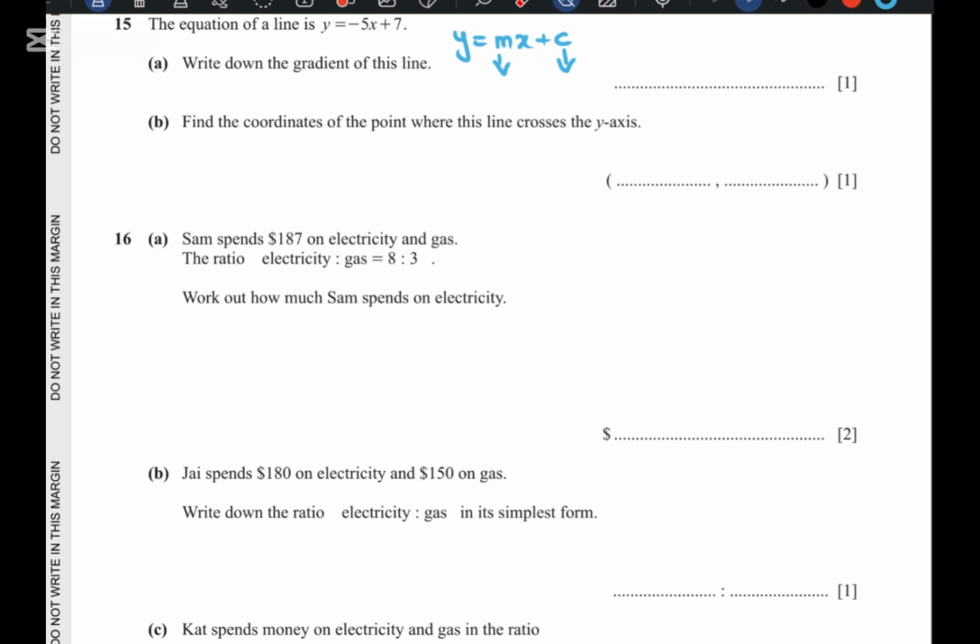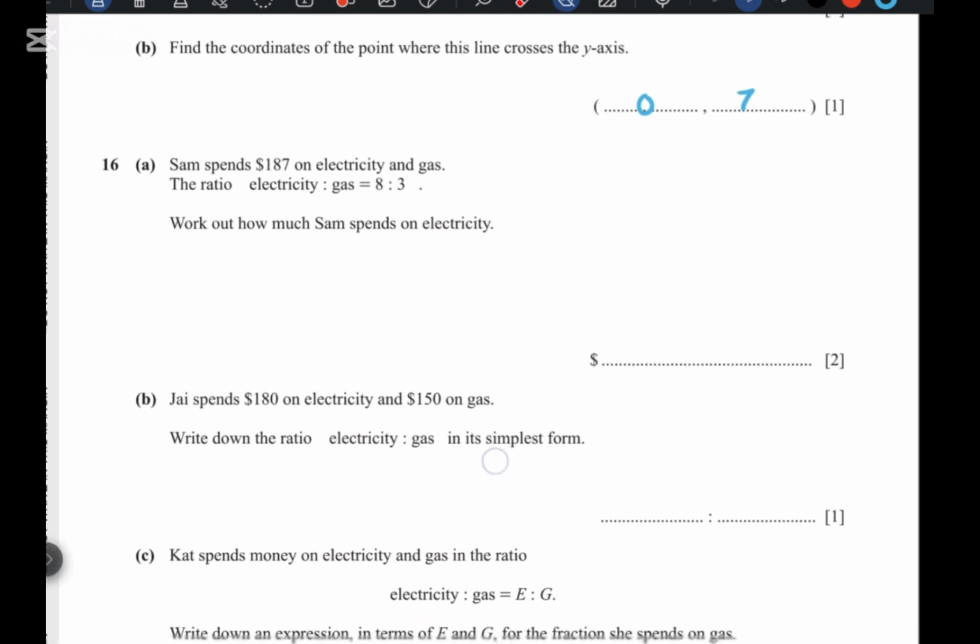So now what is the gradient here in this equation? The coefficient of x is always the gradient. The gradient is minus 5 in the equation. Find the coordinates of the point where this line crosses the y-axis. So just now I told you what is y-intercept. So where it is crossing, the y-intercept is 7 here. So it is crossing at 0, 7, because the x coordinate is 0 on y-axis always. So it is 0 and 7. Question number 15 is done.